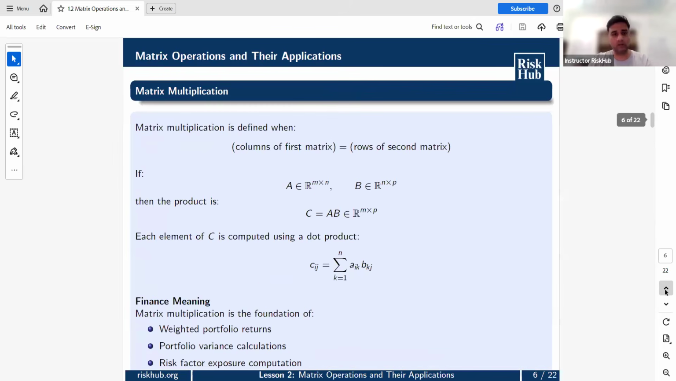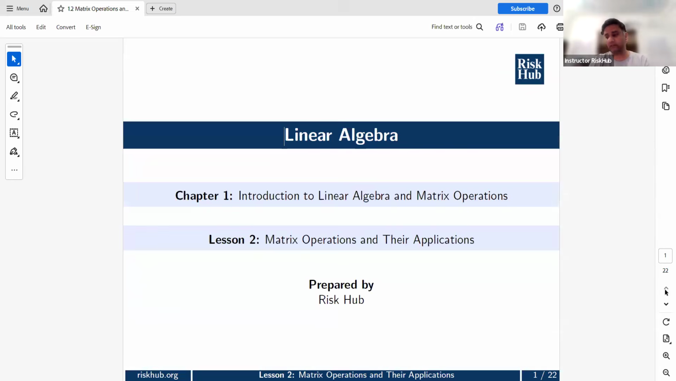Okay, so now we are doing chapter number two. Chapter number two is about matrix operations and their application. We are still doing your introduction to linear algebra and matrix operations, which is basically the first chapter of linear algebra. In this particular chapter, our focus has shifted. Our focus in the previous chapter was on linear algebra. Here we are focusing on matrix operations and their application.